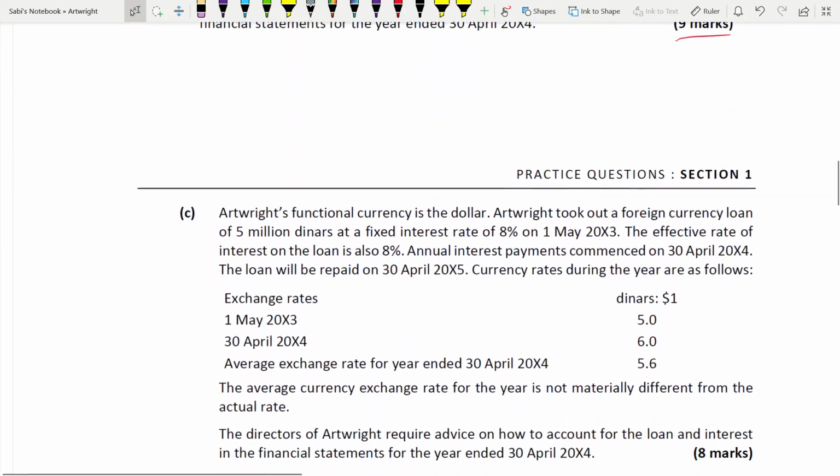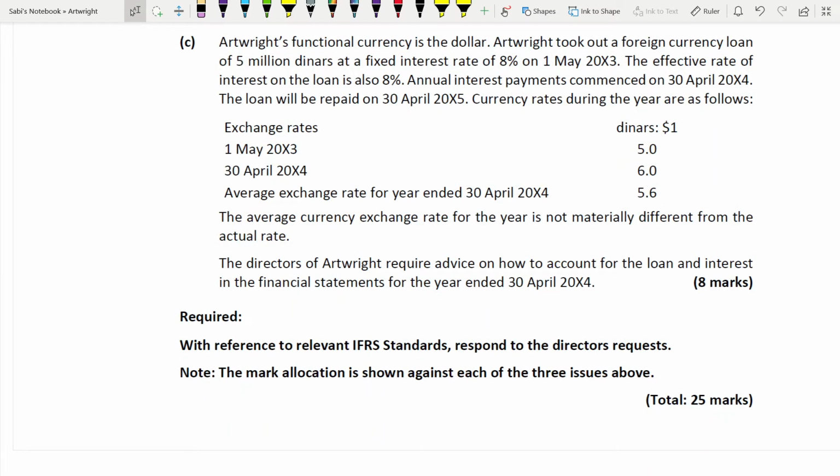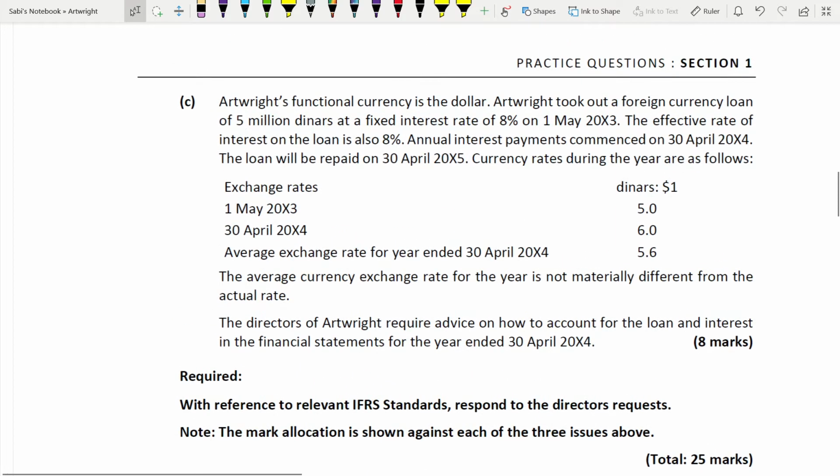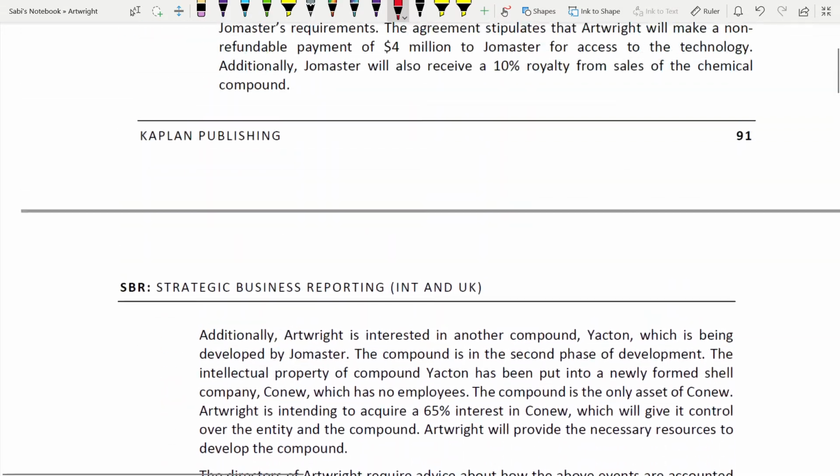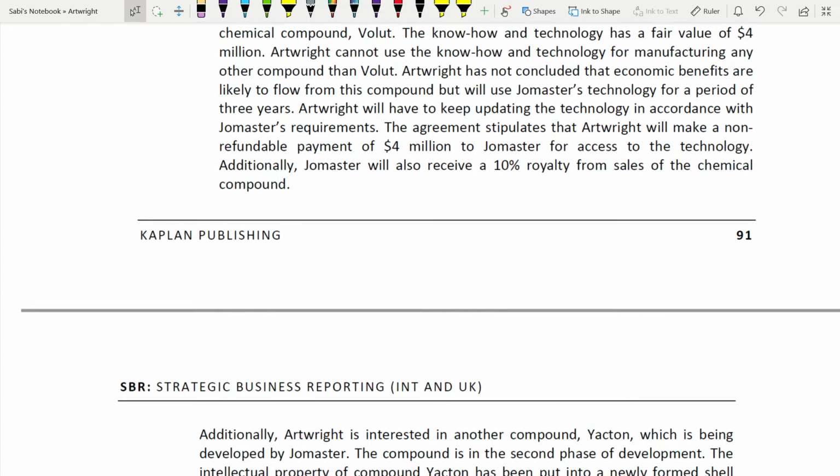And then part C for 8 marks. If you read part C, you can see you are given an exchange rate. Definitely you have to convert something, exchange gain or loss, and then deal with it. The directors request advice on how to account for the loan and the interest in the financial statements. You can do these three requirements in any order. It does not matter.